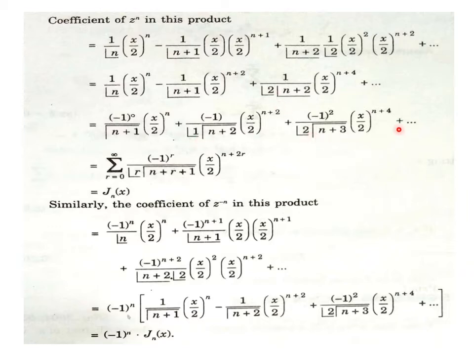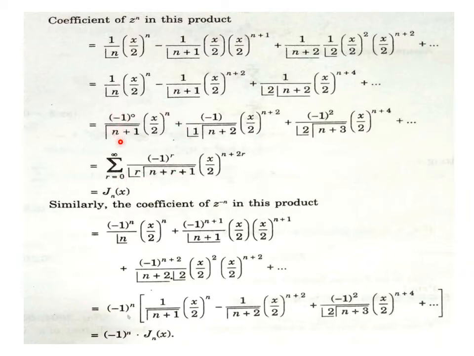And that particular modification has created a summation convention, r equals 0 to infinity, minus 1 power r upon factorial r gamma n plus r plus 1, x by 2 whole power n plus 2r. If we expand it, obviously we will get a series up to infinity, and it is known as Jn(x). So whenever Jn(x) is required, we use this form, and whenever its expanded form is required, we substitute different values of r to get it.